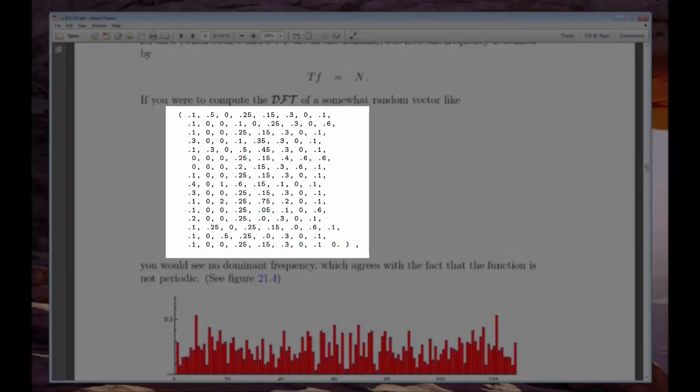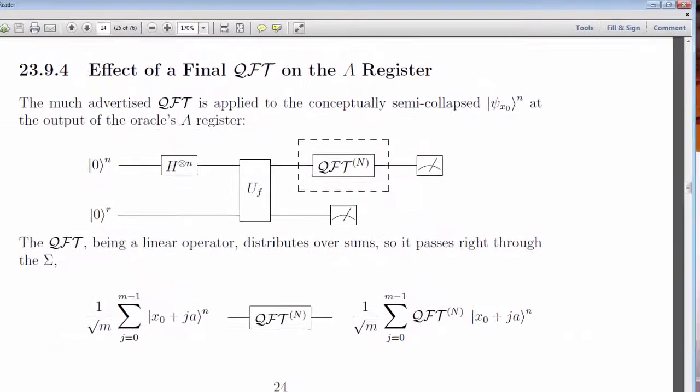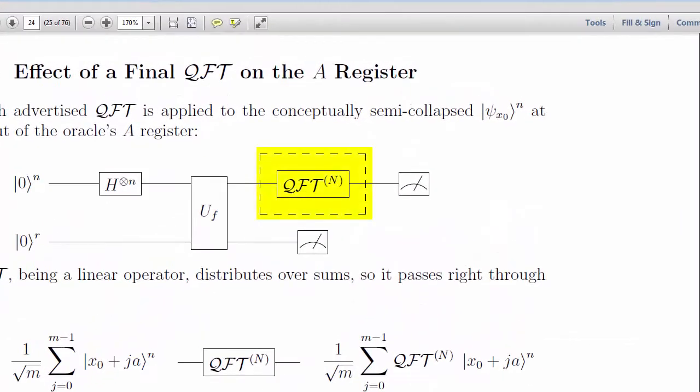This is the driving observation of Shor's period-finding algorithm and motivates the use of the quantum Fourier transform in its accompanying circuit.